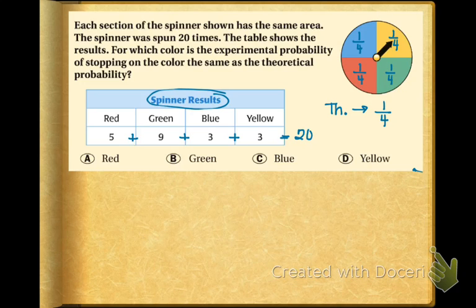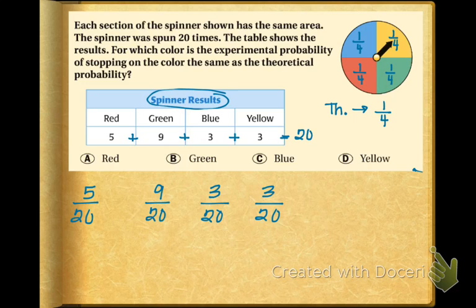It said, for which of the 4 colors is the experimental probability the same as the theoretical probability. And so we have to calculate that for each. For red, the experimental probability was that we rolled red 5 times out of 20. For green, it was 9 times out of 20. For blue, it was 3 times out of 20. And for yellow, it was also 3 times out of 20.